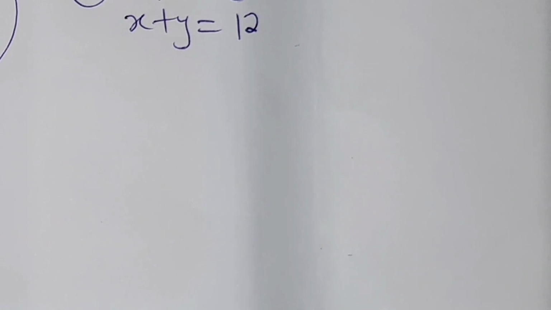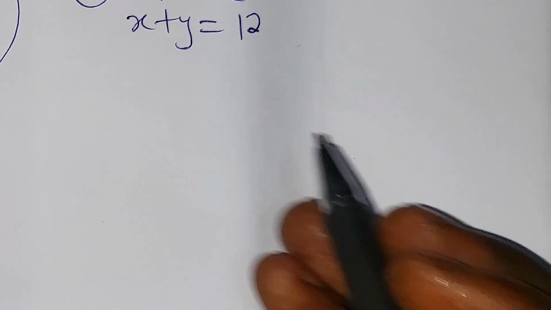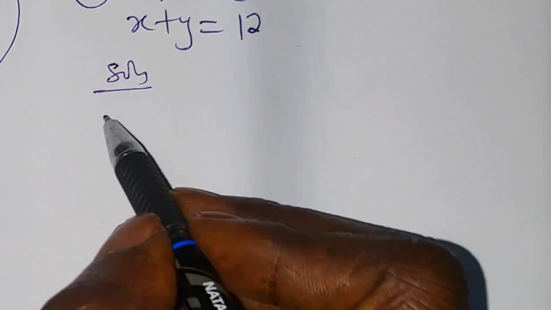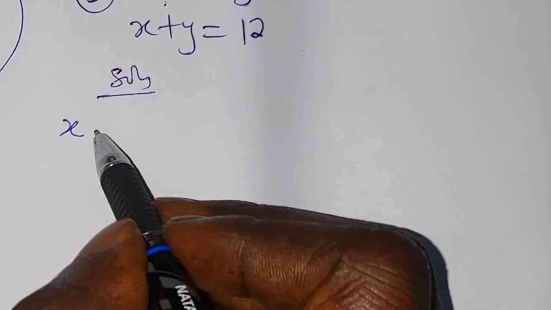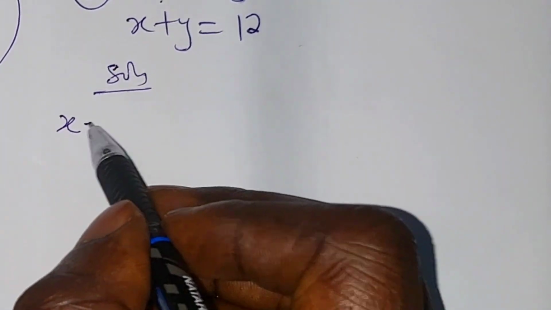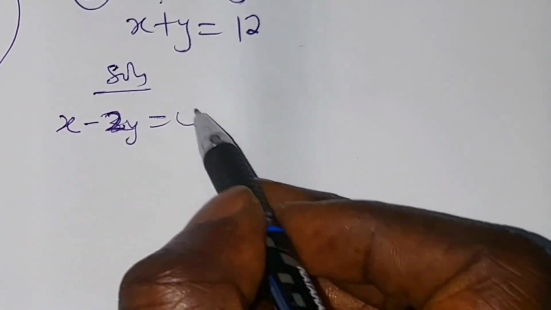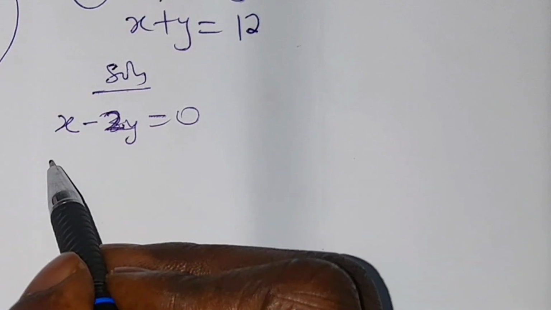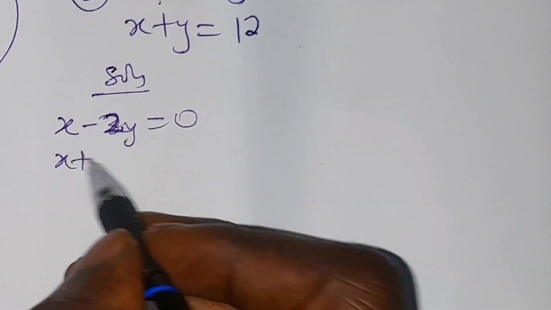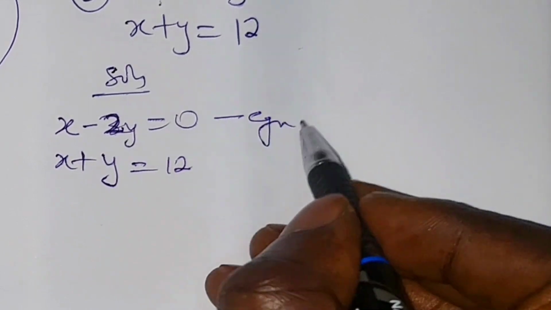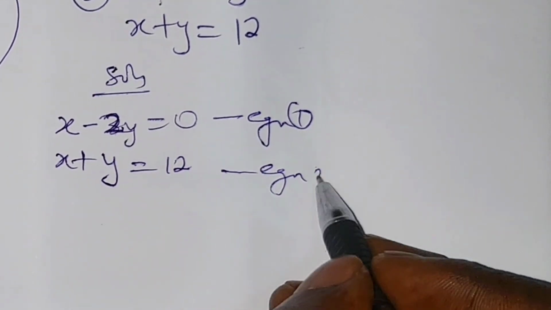All right, so this is our third question. Now, this is not like any of the ones you solved earlier. So let's look at how to solve it. To solve this, what we need to do is to write this nicely. Let's write it in such a way that this moves to that side. We get negative 2y is equal to 0. Then we can have x plus y being equal to 12. So we call this one equation 1, and we call this one our equation 2.